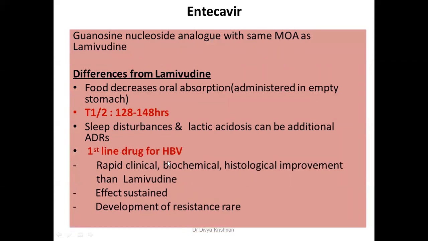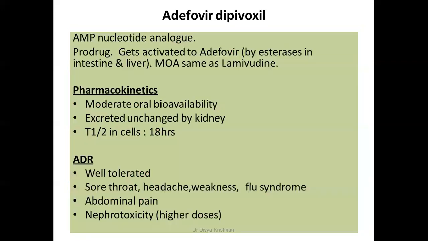It is the first line drug for HBV. It produces rapid clinical, biochemical, and histological improvement, more than that seen with lamivudine. And the best part is that the effect is sustained and the development of resistance is rare. These are the three reasons why entecavir is considered the first line drug in hepatitis B. Remember, entecavir is the first line drug in hepatitis B viral infections.